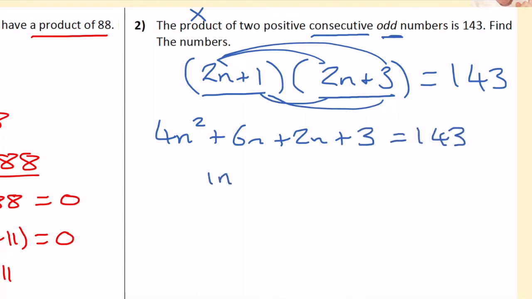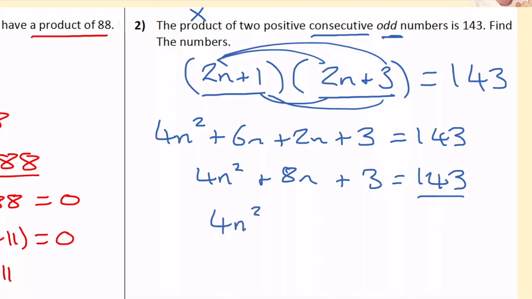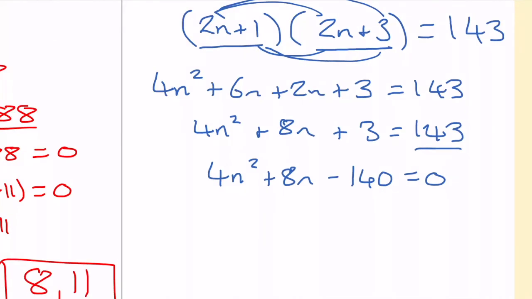Let's tidy that up a bit. Okay, now it's starting to look like our quadratic. It's got to equal 0, so we've got to subtract 143. So 4n squared plus 8n minus 140 equals 0. Now it gets to this stage and it looks a little bit nasty.